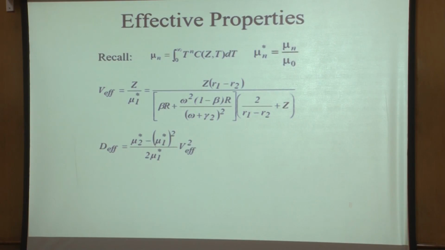Once we have these moments, now we can do our usual thing. We can define mu sub n star, and then we can use our expressions for effective velocity and effective dispersion, and we will get those expressions as well. But now these effective velocities and effective dispersions will be governed, or influenced, by beta, r, omega, the Damkohler number, the decay rates, and what have you.